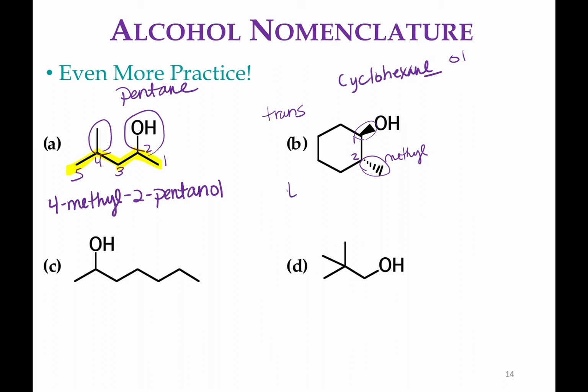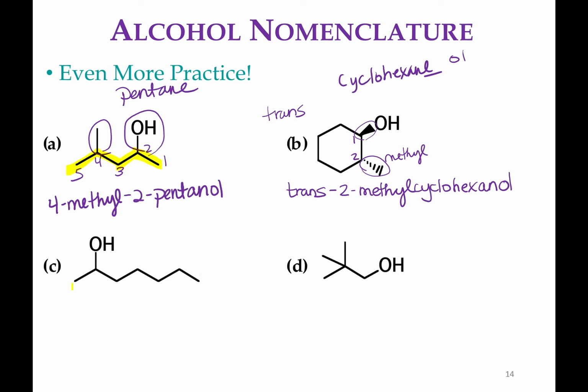So trans, we have the methyl group. What number is it at? It's at number 2. 2-methyl. And then what do we have? Cyclohexane, ol, cyclohexanol, because we got rid of the E. So trans 2-methyl cyclohexanol rolls right off the tongue, right?